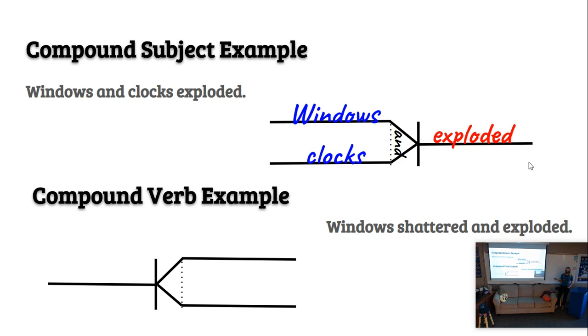Start by labeling. I know you can probably do it without labeling, but I want you to get in the habit of labeling your sentence first. So label your subject, label your verb, and then plug it into the diagram.